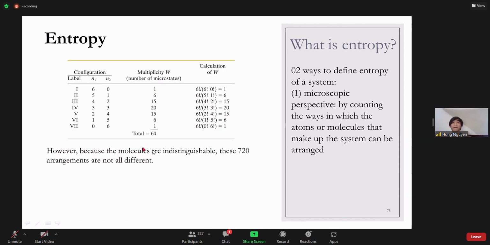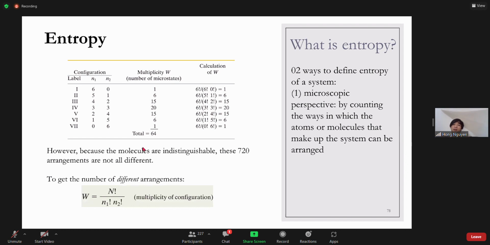Now, how to get the number of different arrangements? So we eliminate the arrangements which are identical, right? Then we will have a formula in mathematics. We call it the multiplicity. So the multiplicity of a configuration is actually the number of microstates that correspond to a given configuration. We will have this one.